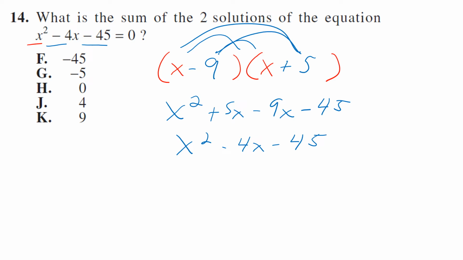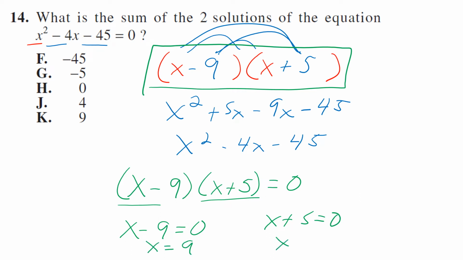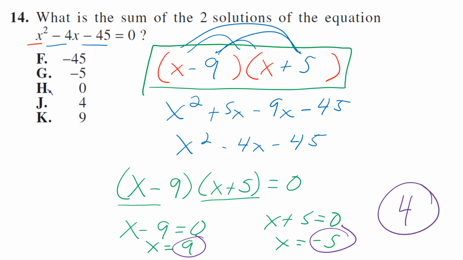So we want the sum of the two solutions, right? So if we take this equation, we set it equal to 0, that means either one of these has to be 0, right? So x minus 9 equals 0, x plus 5 equals 0. That means x equals 9 and x equals negative 5. So those are our two solutions. When we add these together, 9 plus negative 5, we get 4. So your answer is J.